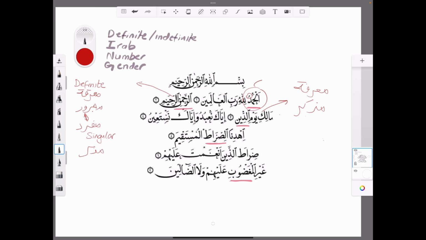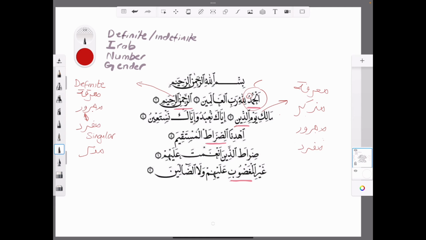We know the i'rab because it's got a kasra. We should have a kasra at the end. So it's going to be majroor. The state is majroor. Okay, so we've done three things. And the final thing we need to work out is its number. Ad-din is singular, so the word is mufrad. So it's ma'rifah, mudhakkar, majroor, and mufrad.